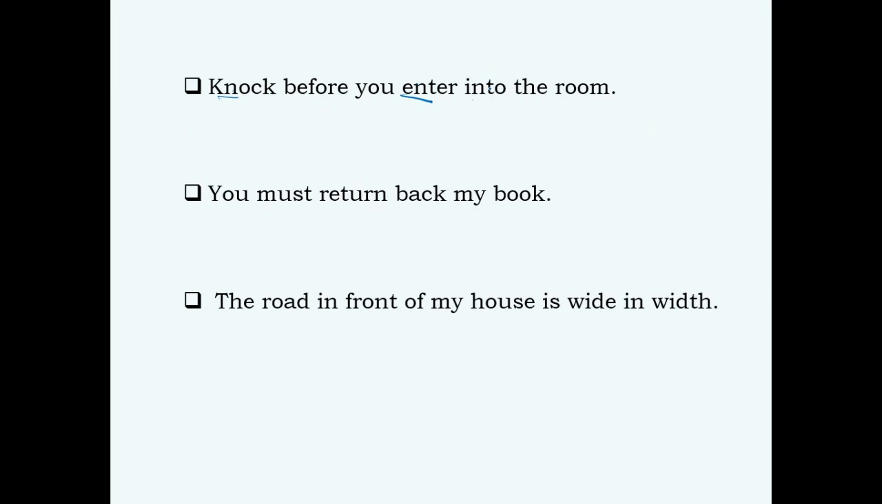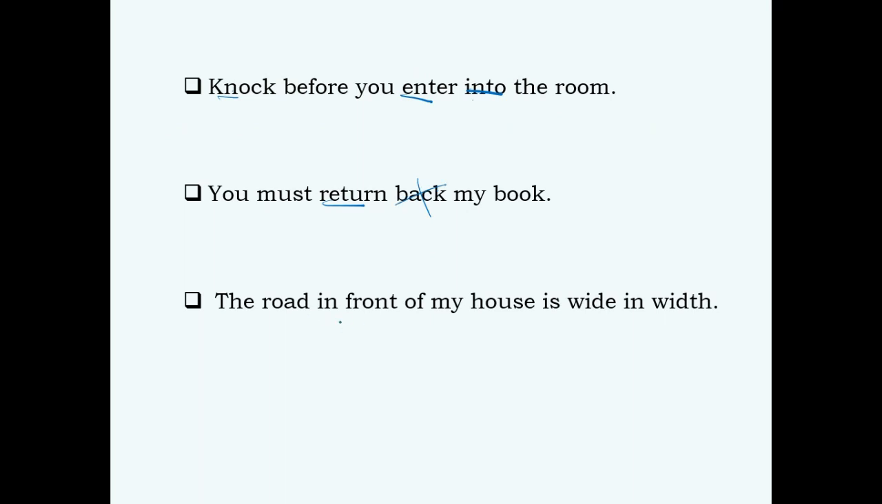So it's just being redundant. So you can say knock before you enter the room. Okay, you must return. Return means you're giving back. Okay, then you're saying back again. So it's just basically exaggerating. Okay, so you don't have to have back.